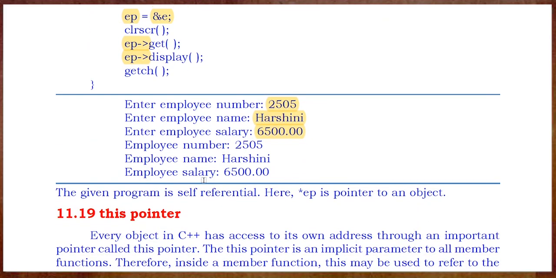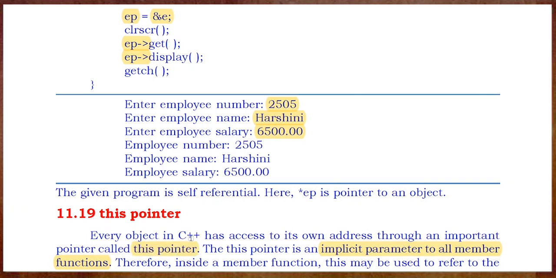And one more thing: every object in C++ has access to its own address through an important pointer called the this pointer. The this pointer is an implicit parameter to all the member functions. Therefore, inside a member function, this may be used to refer to the invoking object. So what does this pointer mean? Every member function has an implicit parameter. Automatically there is an implicit parameter to all the member functions of the class. That is called the this pointer.